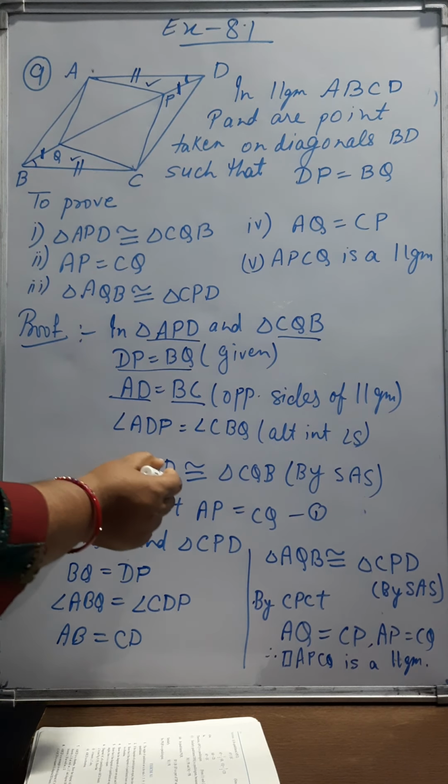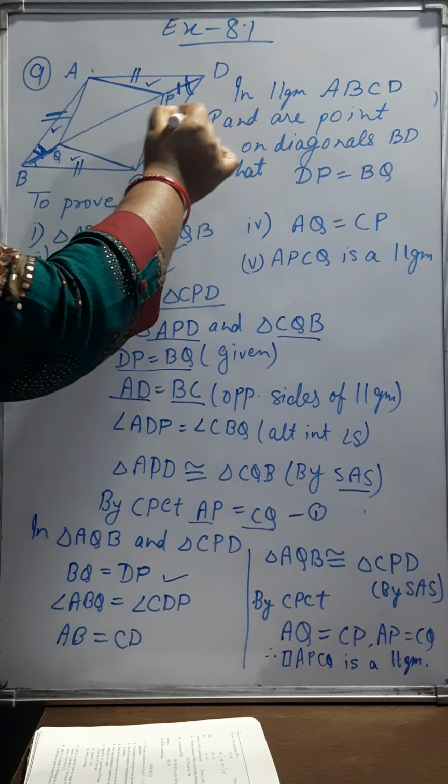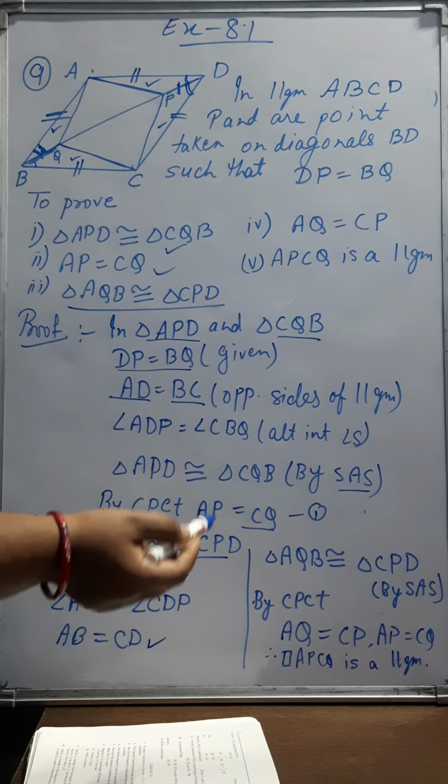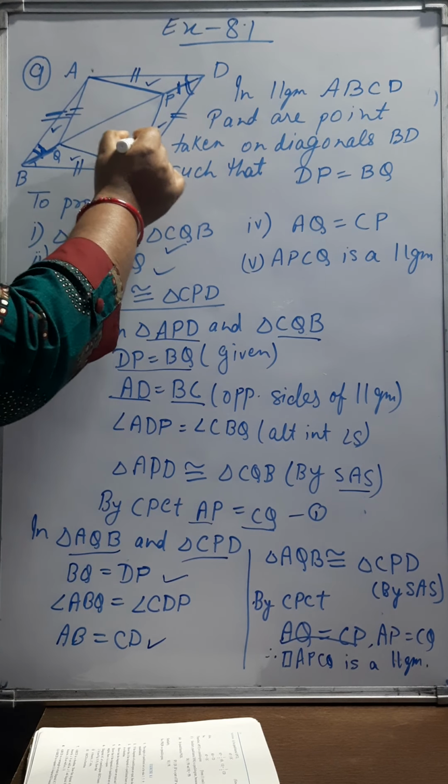Now come to the third part, in which we have to prove that triangle AQB is congruent to triangle CPD. AQB is this triangle, we have to show it congruent to this triangle. Let us see these two triangles. Here also we are getting BQ is equal to DP. This angle ABQ is equal to this angle, alternate interior angles, and AB is equal to CD. These are also opposite sides of the parallelogram. So these two triangles are also congruent by SAS. So again by CPCT, we can write AQ is equal to CP.